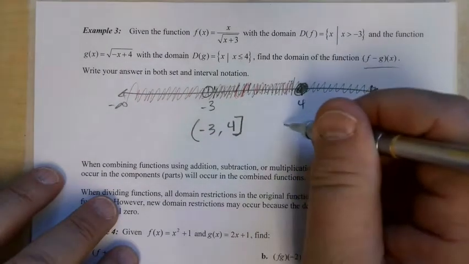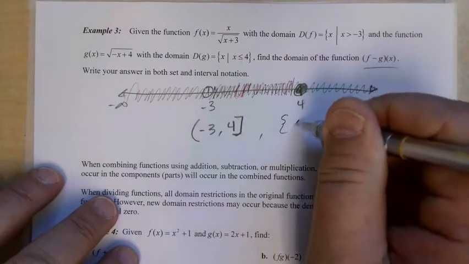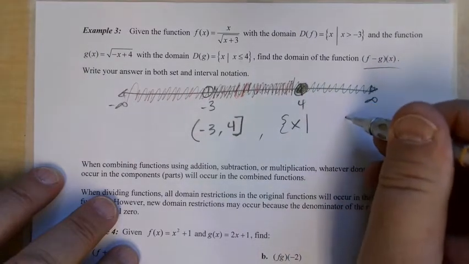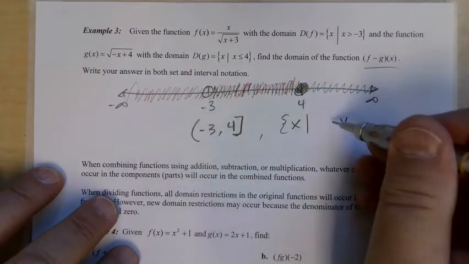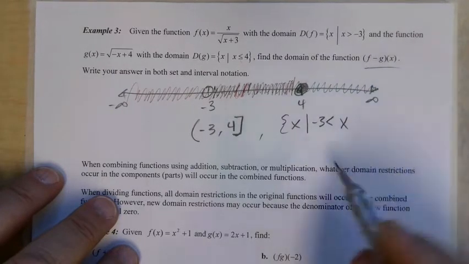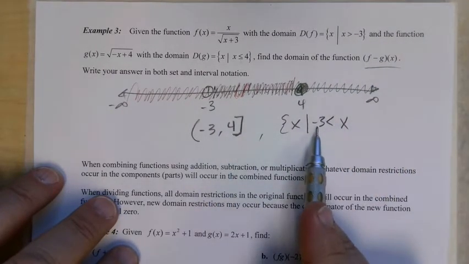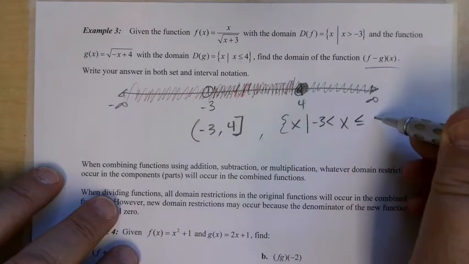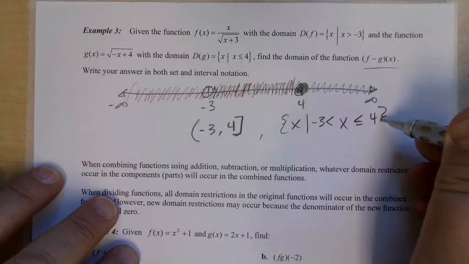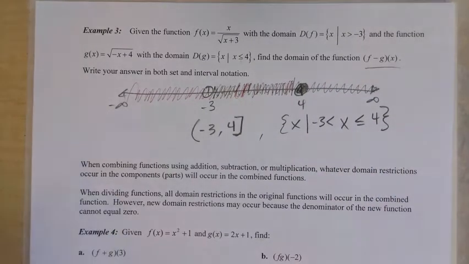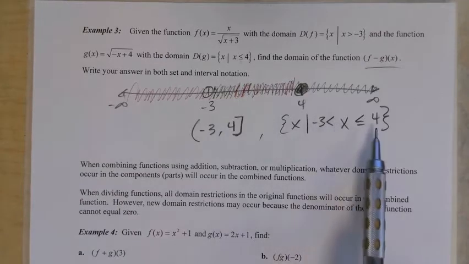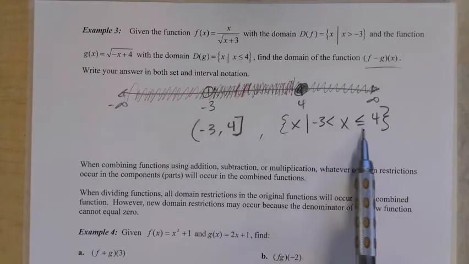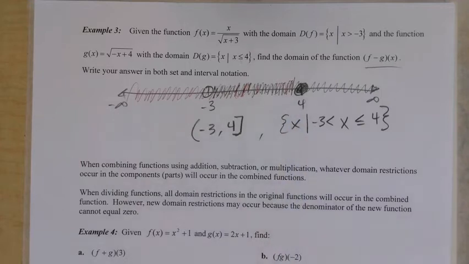In set builder notation, it would be x such that negative 3 is less than x, or x is greater than negative 3, and x is less than or equal to 4. This is the way I do an in-between interval in set builder notation. I'd have the lower end, the higher end, and then I do less than, less than. This one's equal to, because it can be included. Okay?